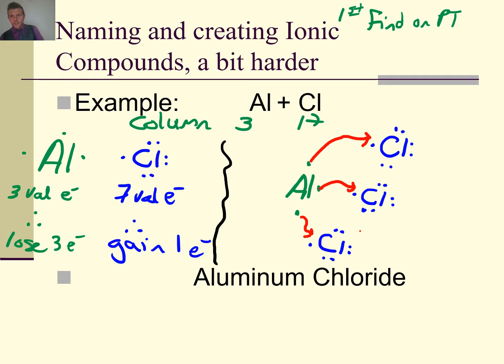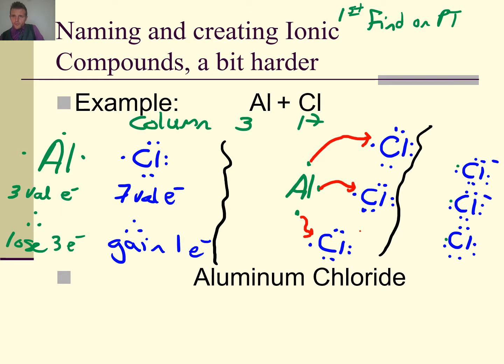So then what I end up getting is, I'm going to put up another little wall. I end up getting 3 Cls, 3 chlorides, that have now gained that extra electron from aluminum. Boop, boop, boop. And now they're all negatively charged. And my aluminum now has lost all of its valence electrons. In fact, it lost 3 valence electrons.